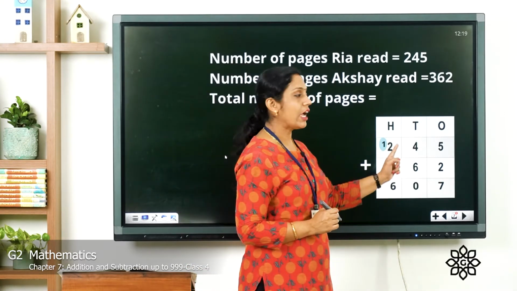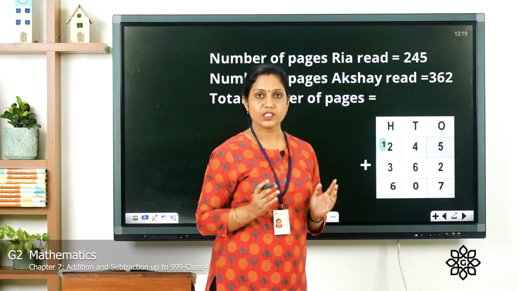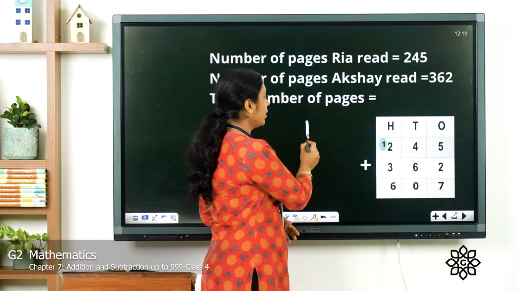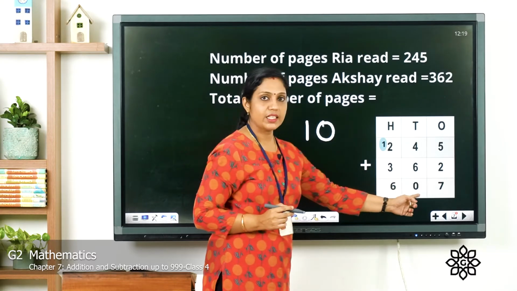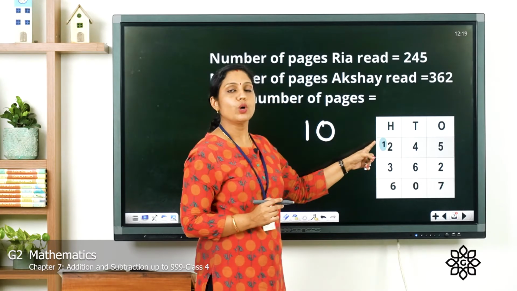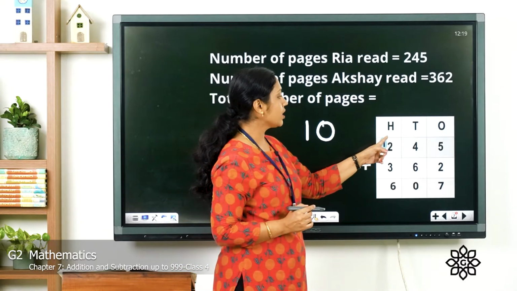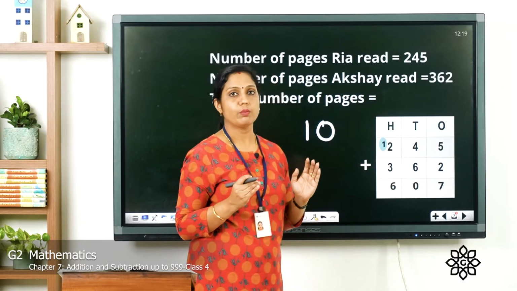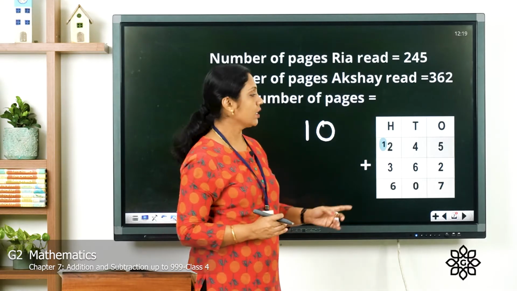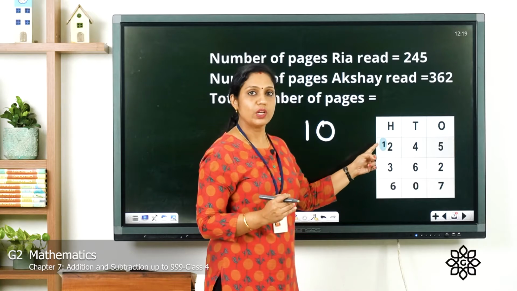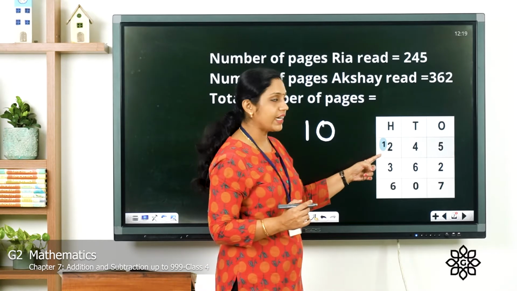In the tens place we have 4 plus 6. How much is 4 plus 6? 4 plus 6 is equal to 10. So that 0 we write it in the tens place and 1 we carry it over to the hundreds place. Now in the hundreds place we have 1 plus 2 plus 3. We have 3 numbers to add in the hundreds place. So first we'll add the first two numbers. 1 plus 2 is equal to 3. And with that 3 we'll add the next 3.